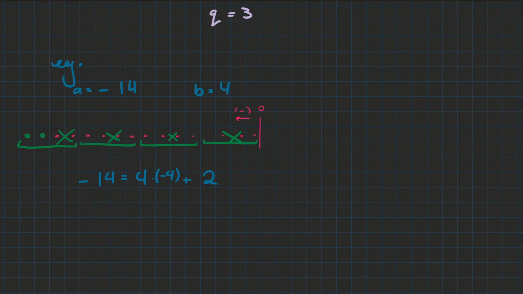So 2 is less than b. 2 is less than 4. It has to be less, because if this was bigger, if there was more than 4 left over, then I could have gone 1 more. So if there was 5 left over, I could have gone 1 more. I could have deleted 4 more or added 4 more, however you want to say it.